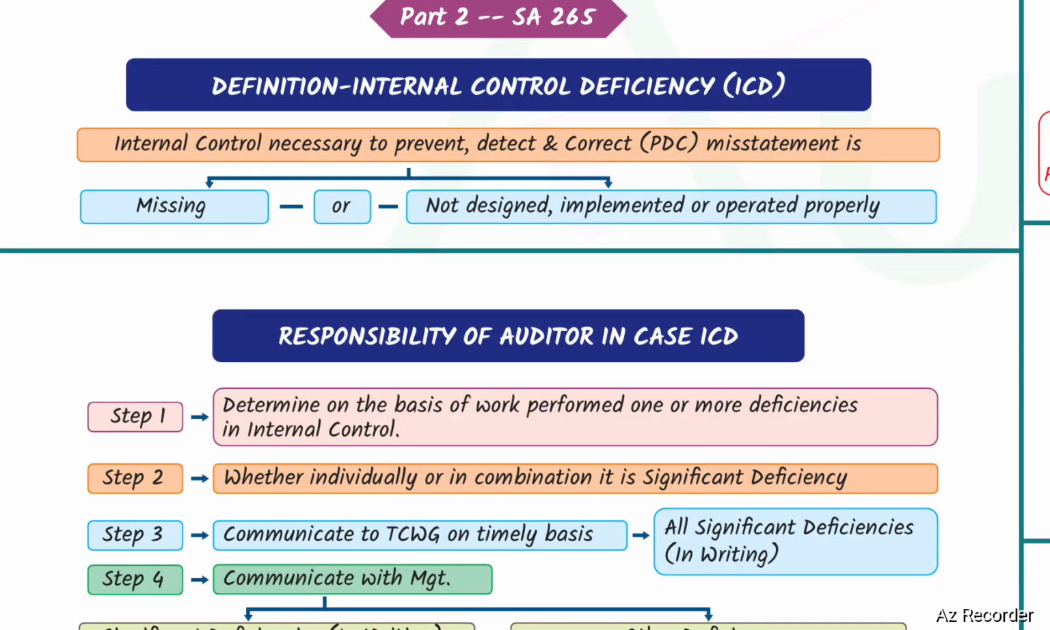Essay 265: Communicating Deficiencies in Internal Control to those charged with governance and management. What do you mean by internal control deficiency? Internal controls necessary to prevent, detect, and correct misstatement are missing, or not designed, implemented, or operated properly. This is internal control deficiency.